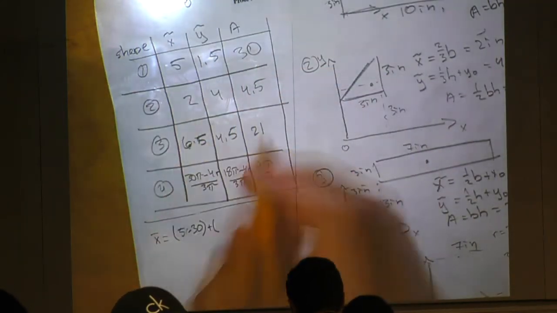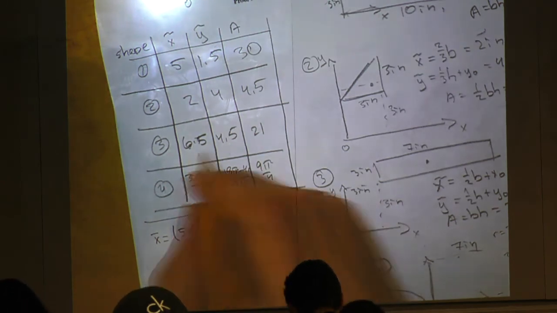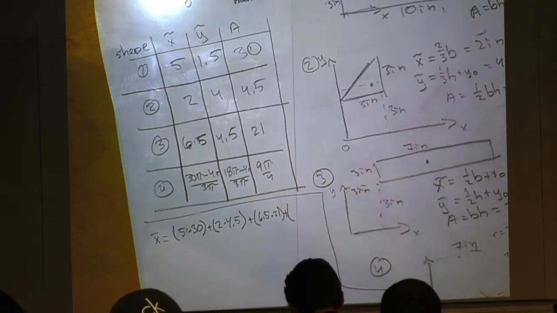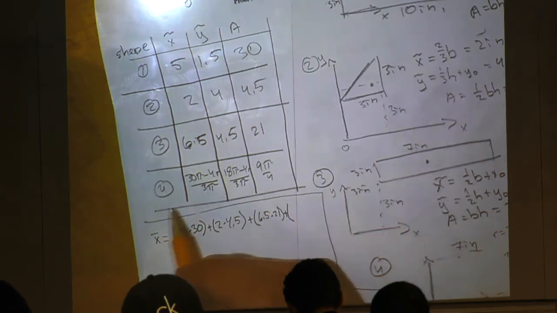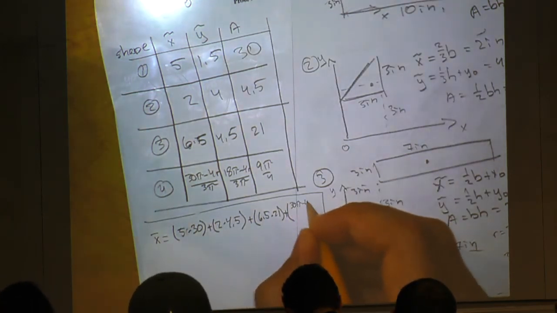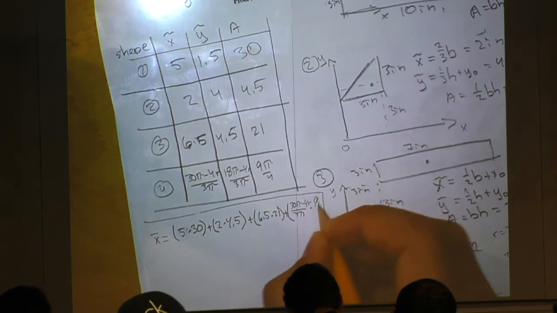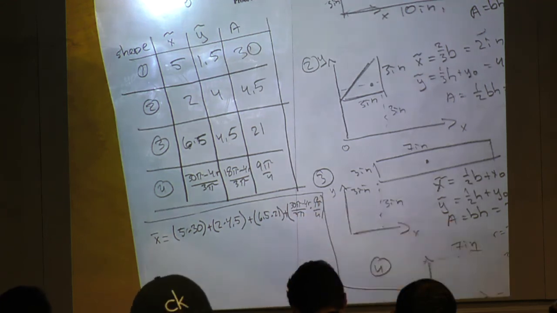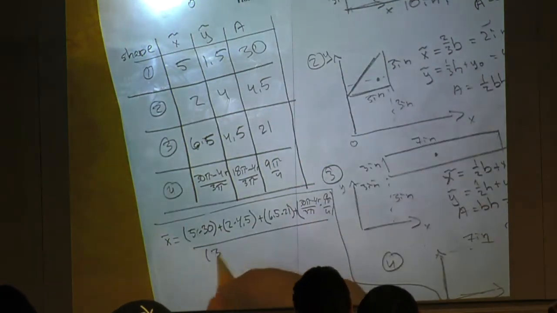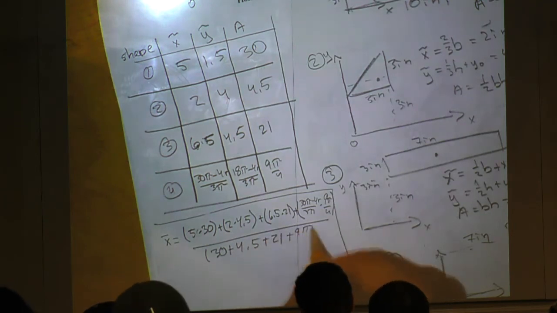Plus 2 times 4.5 plus 6.5 times 21 plus, and I'm going to run out of space, of course, this times this, right? So be 30 pi minus 4r over 3 pi times 9 pi over 4. So barely enough space. And then divide by the sum of the areas. 4.5 plus 21 plus 9 pi over 4.